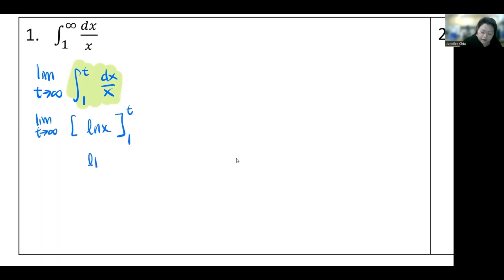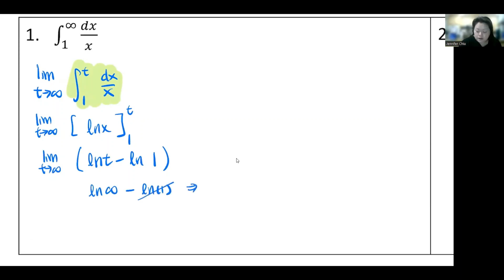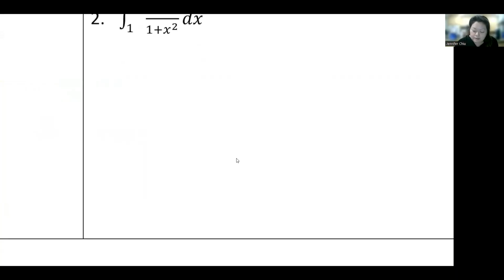So then we evaluate again, fundamental theorem of calculus, natural log of t minus natural log of 1. Still have my limit. And you can go ahead and plug it in. Natural log of infinity minus natural log of 1. Natural log of 1 is 0. Natural log of infinity is infinity. So my answer is infinity. So this is a divergent integral because it's going off to infinity. Okay? All right. What about something like this?